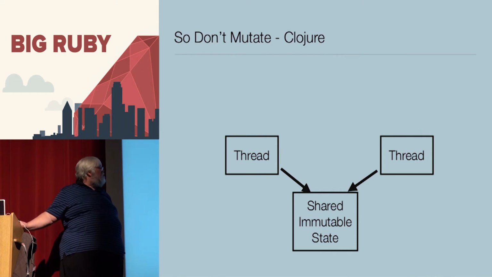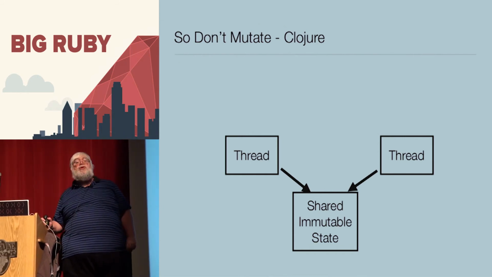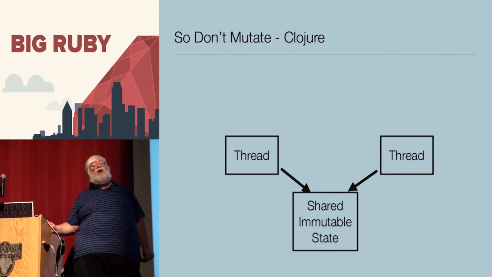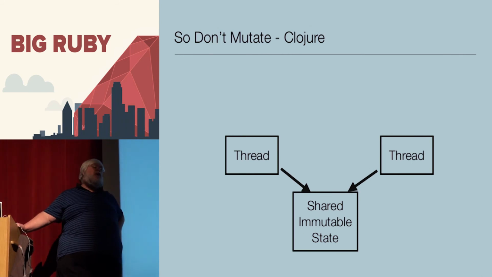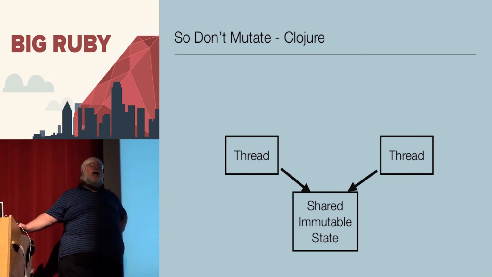Here's a solution that Clojure uses. If shared mutable data is the problem, let's use immutable data. And this works. Clojure is a functional language. It does not mutate its variables by default. So it's very easy to share data between two Clojure threads and not have a problem because you don't ever change the data. You just rebind variables, and that's a local thing. It doesn't affect the threads.